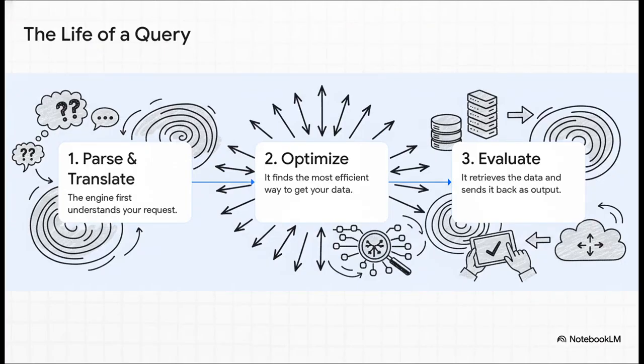Let's simplify this a bit. So, let's trace the life of a query. It's basically a three-step dance. First, the parser and translator figure out what on earth you're actually asking for. Second, and this part is pure magic, the optimizer determines the absolute fastest possible way to execute your request. I mean, there could be dozens of ways to get the same data, and its job is to find the best one. Finally, the evaluation engine takes that optimized plan, goes and gets the data, and sends the result back to you.